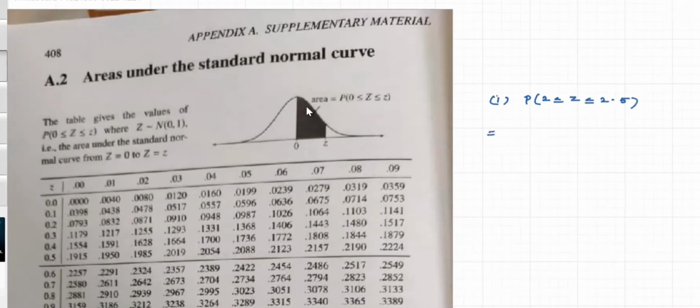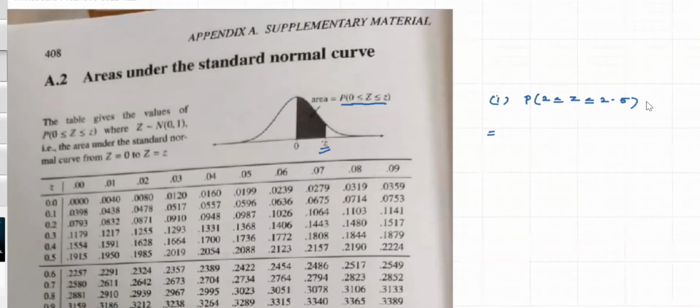Now you can see that the shaded portion area is representing the probability that 0 is less than z less than or equal to small z, where z is this particular value. So the shaded portion area is giving you the probability that z, the variable, is taking a value between 0 and z. From the table we can only find the value of the probability where z is between 0 and a particular number.